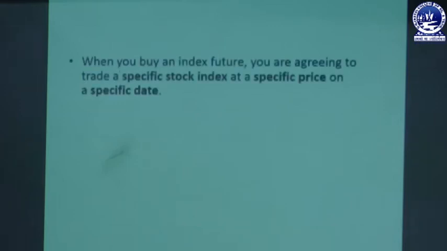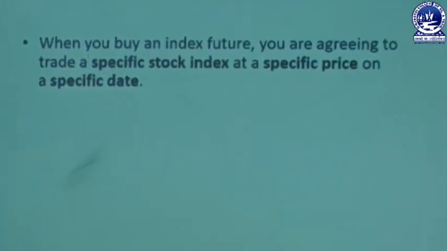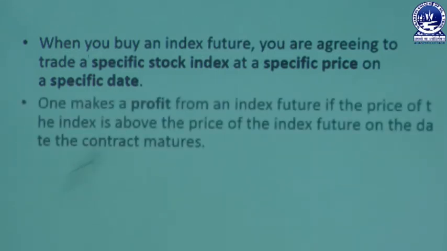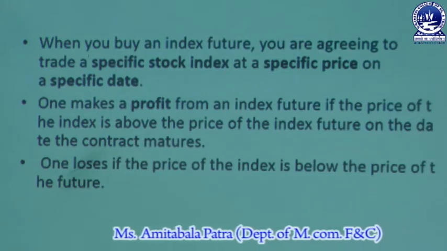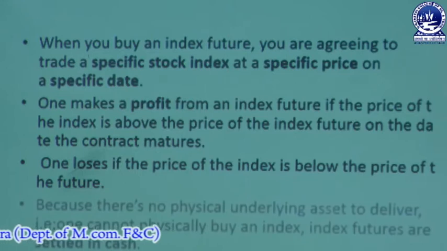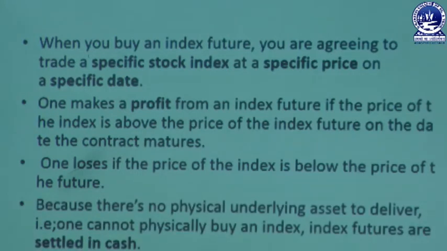So when we buy an index future, we are arranging to trade a specific stock index at a specific price on a specific date. One makes a profit from an index future if the price of the index is above the price of the index future on the date the contract matures. One loses if the price of the index is below the price of the futures. And because there is no physical underlying asset to deliver, that is, one cannot physically buy an index, index futures are settled in cash.